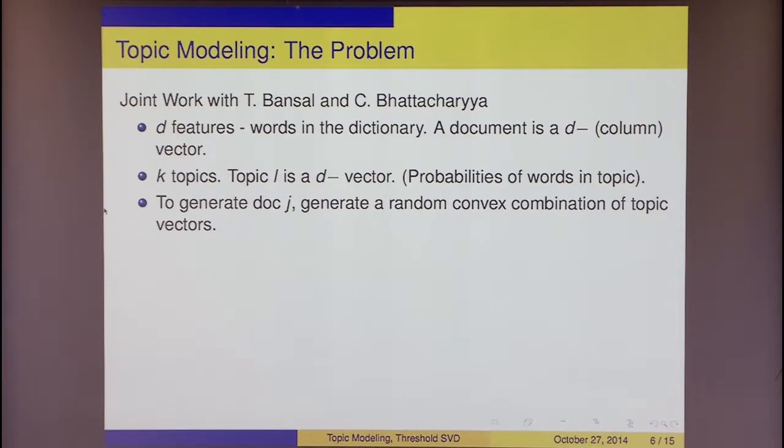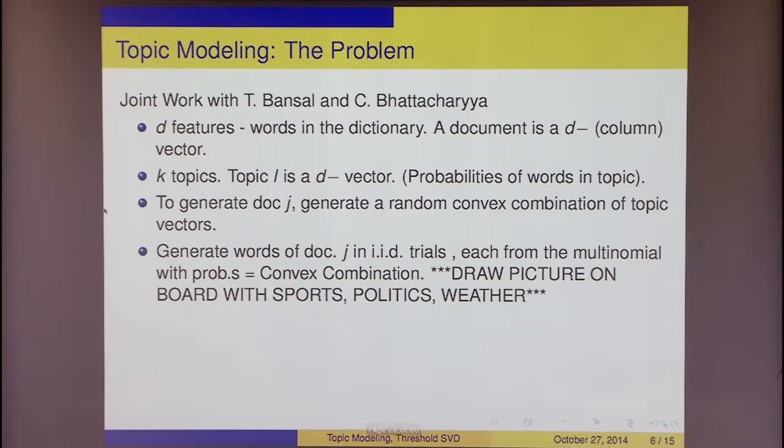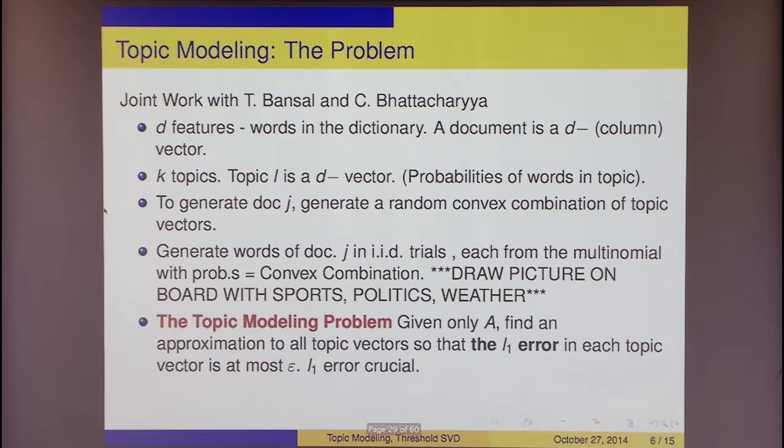And to generate a document, you generate a random convex combination of topic vectors. This is soft clustering. So each topic is a cluster, as I'll come to a little bit later. And you generate a random convex combination of the topic vectors, and then you generate words in the document in IID trials. Well, I didn't draw this picture, but I drew another picture, which hopefully will illustrate. So generate words of document J in IID trials, and they are from a multinomial with those probabilities. So that's the convex combination. Yeah, so you can imagine the picture.